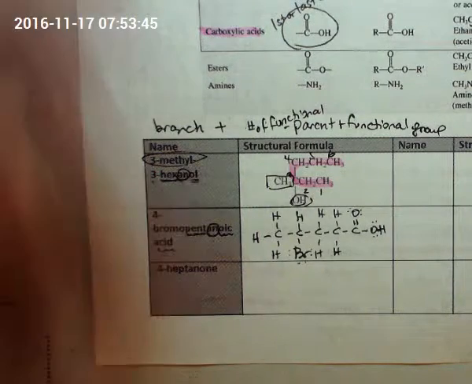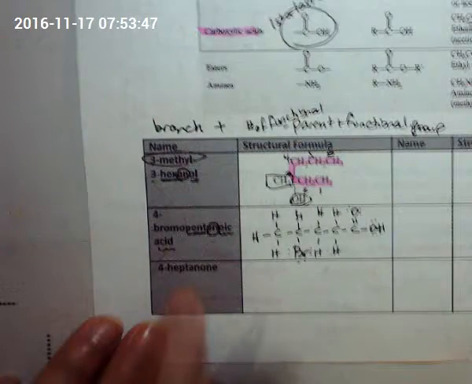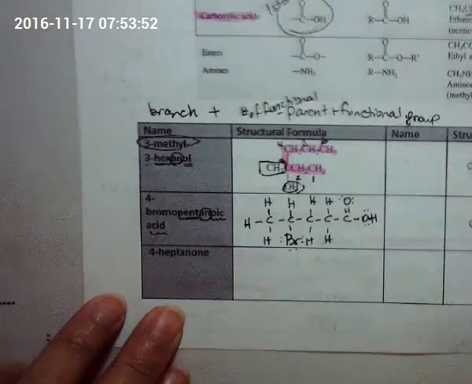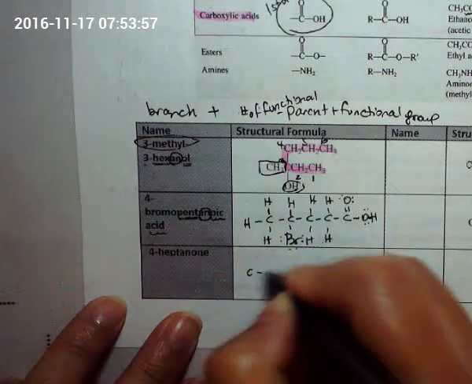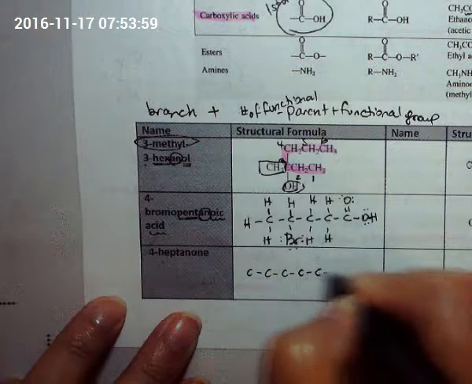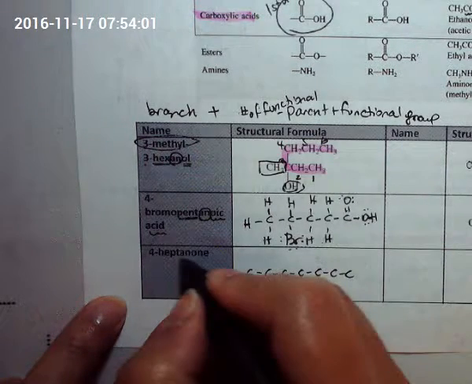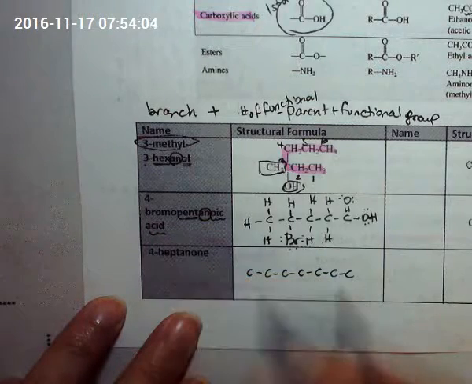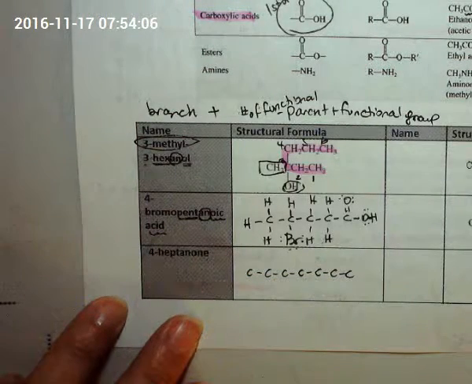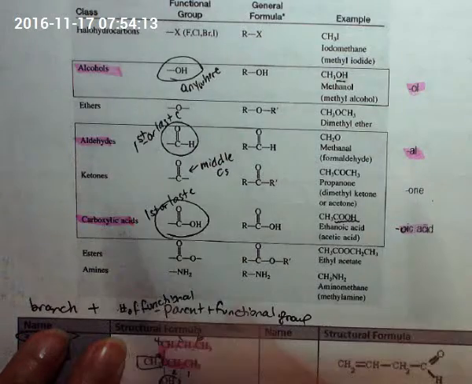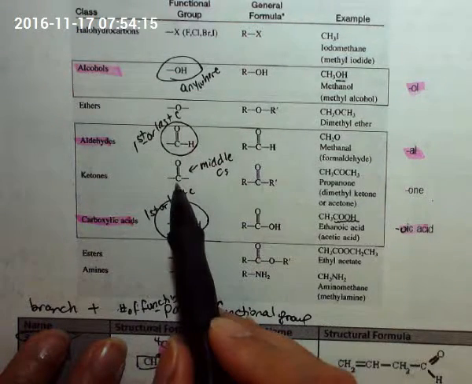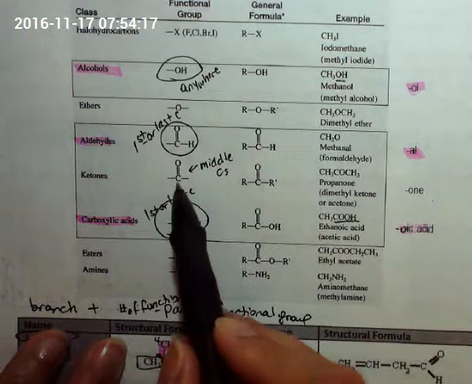Okay. All right. What about 4-heptanone? So what does this "hept" tell you? 7 carbons. 1, 2, 3, 4, 5, 6, 7. "An" means what? Single bonds. "One" means it's a ketone, right? That's what this table up here tells me. If it ends in "one," it's a ketone. What does a ketone look like? Doubly bonded oxygen somewhere in the middle of that chain.